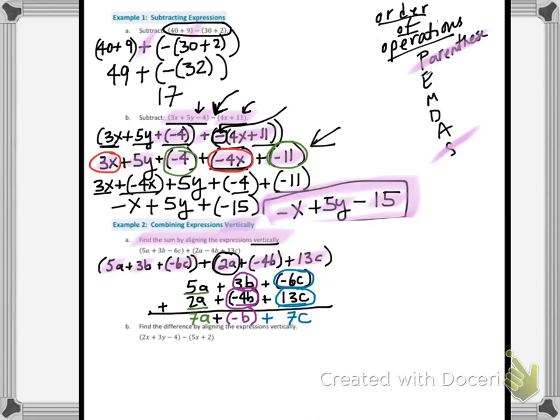Again, to get to our final answer, we take everything out of parentheses. Therefore, we would write this as 7a minus b plus 7c. And that's it. And again, keeping it in order, A, B, C, is always helpful. There we go.